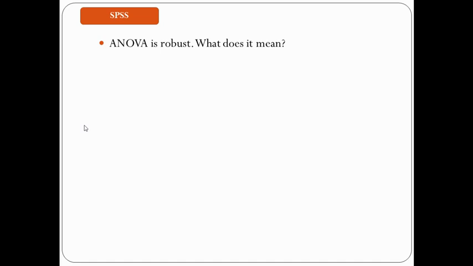ANOVA is robust. ANOVA is an inferential statistic that is robust. What does it mean? It simply means if you violate assumptions, for example, assumption number 2 and number 3, you may still use ANOVA.